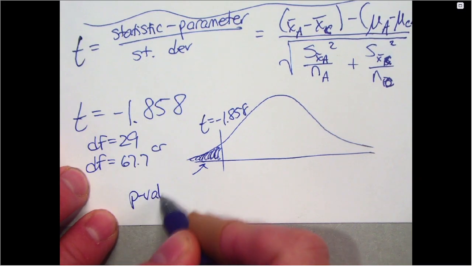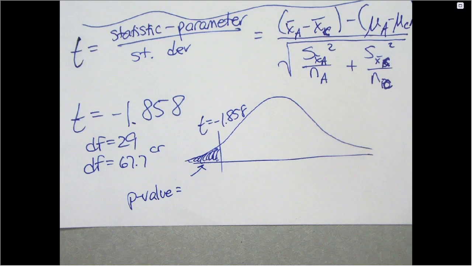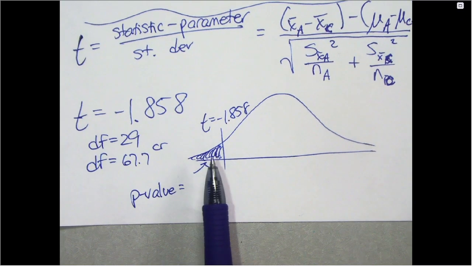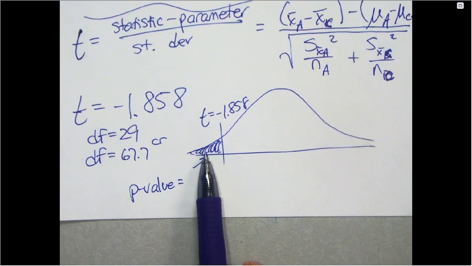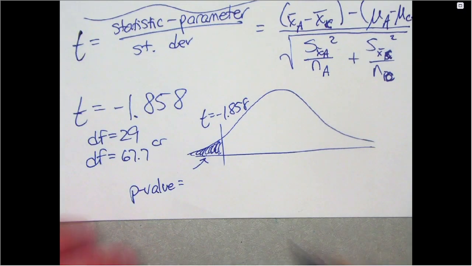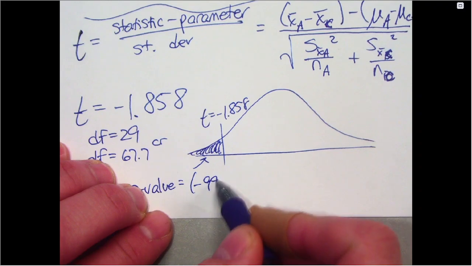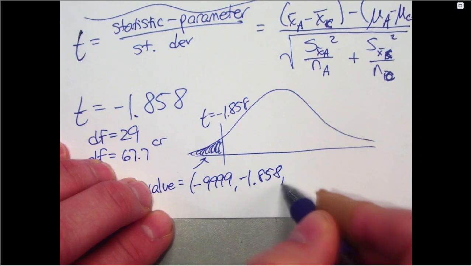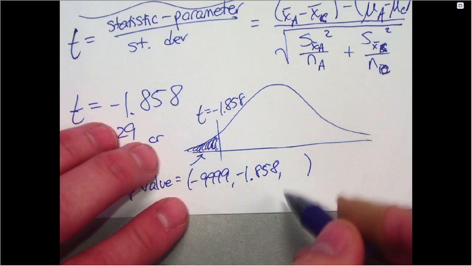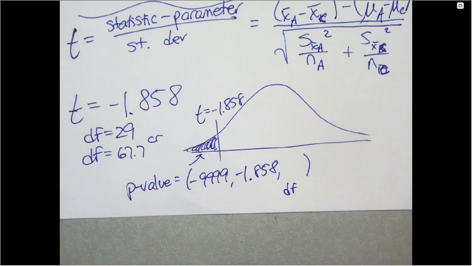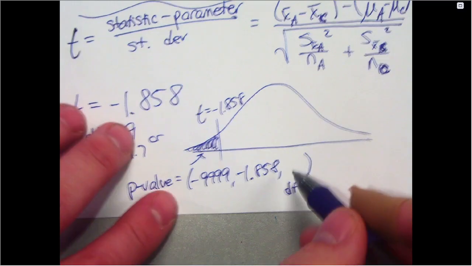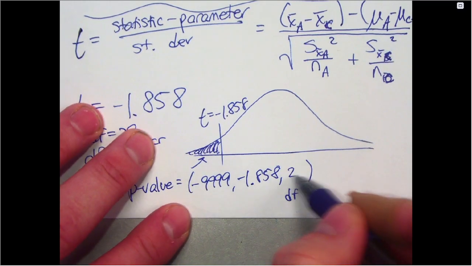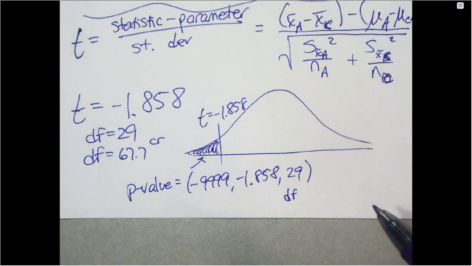And then this is me finding the p-value on my own, even though I already know it. So the p-value is the size of that area. What's the left-hand boundary? Negative 9999. Right-hand boundary? Negative 1.858. And then you need to put in the degrees of freedom. I'm actually curious how different these are. So I'm gonna try the 29 and see. Does the calculator use the 67.7? I'm just curious how far apart they are.